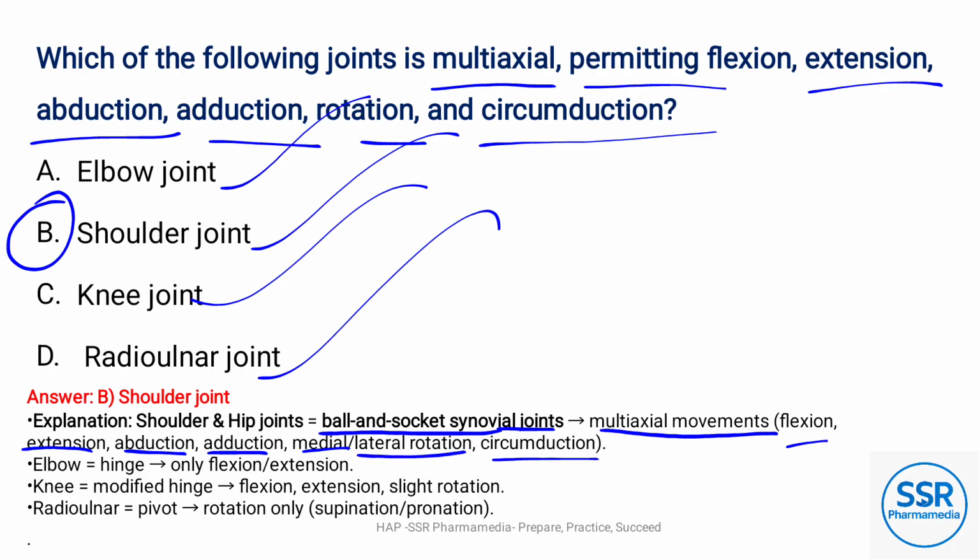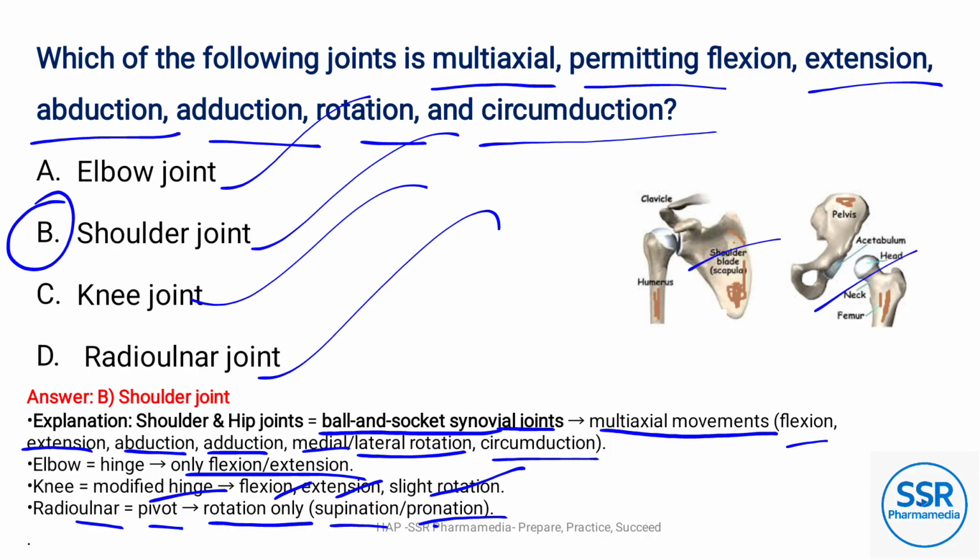The elbow joint is a hinge joint, so only flexion and extension movements are present. The knee joint is a modified hinge joint. It contains flexion, extension and slight rotation movements. And the radio-ulnar joint is a pivot joint. It contains rotation only, supination and pronation.